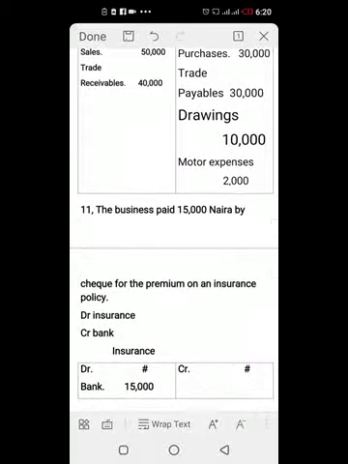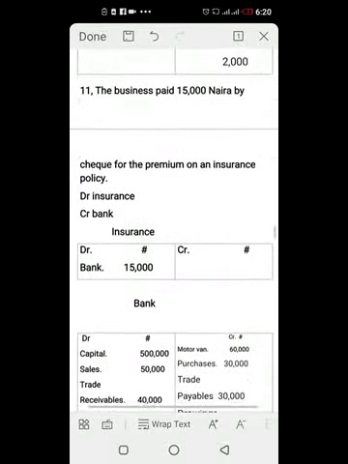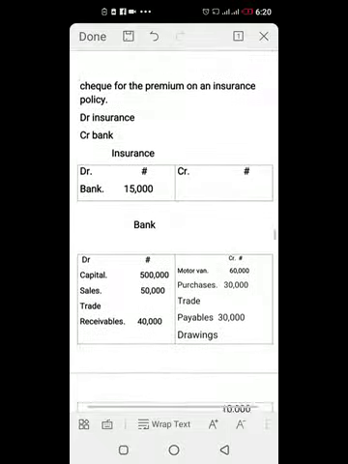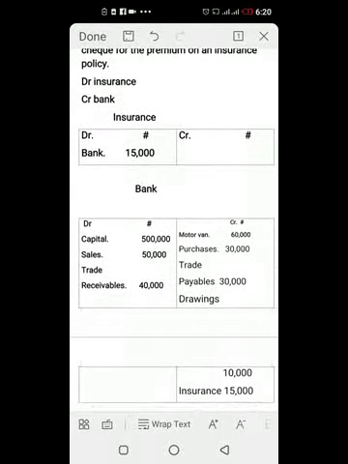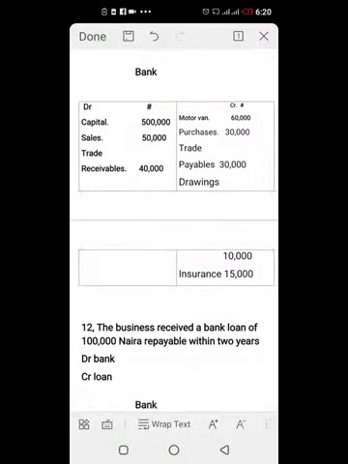Then the 11th one, the business paid 15,000 naira by check for the premium on an insurance policy. We open a new account. You debit insurance account and then you credit bank account. That's we have there, bank account, you credit 15,000 naira and debit insurance, which is 15,000 naira.